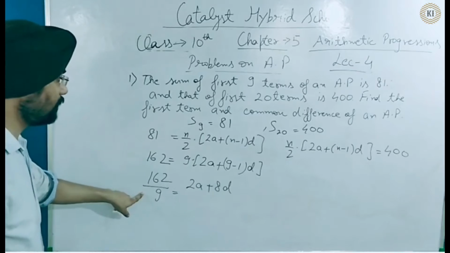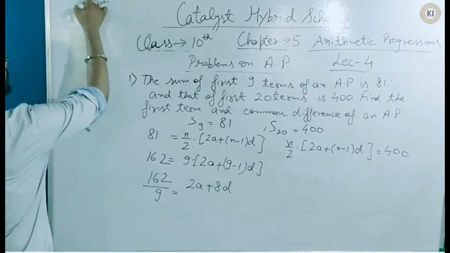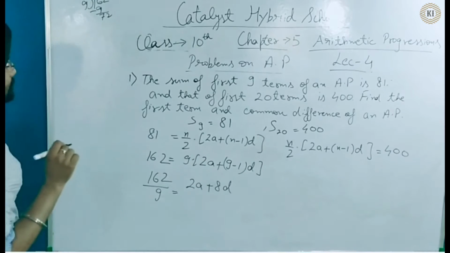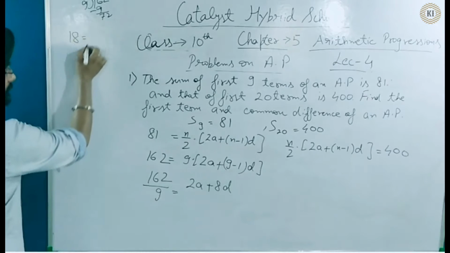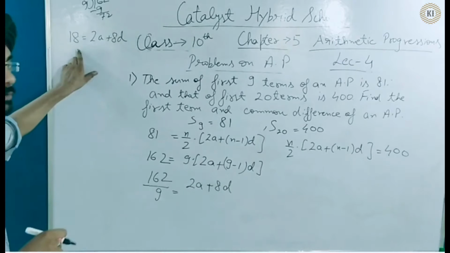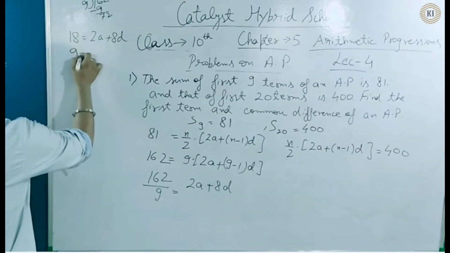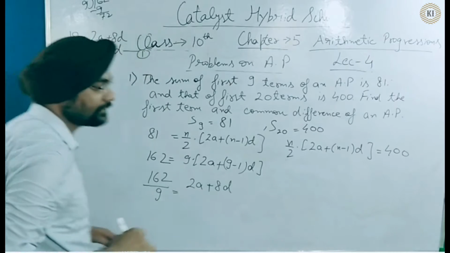So this value is divisible by 9. Let us check. 162 divided by 9, 18 times. So 18 is equal to 2a plus 8d. This total value is divisible by 2 also. It will be 9 is equal to a plus 4d. So this will be our first equation.